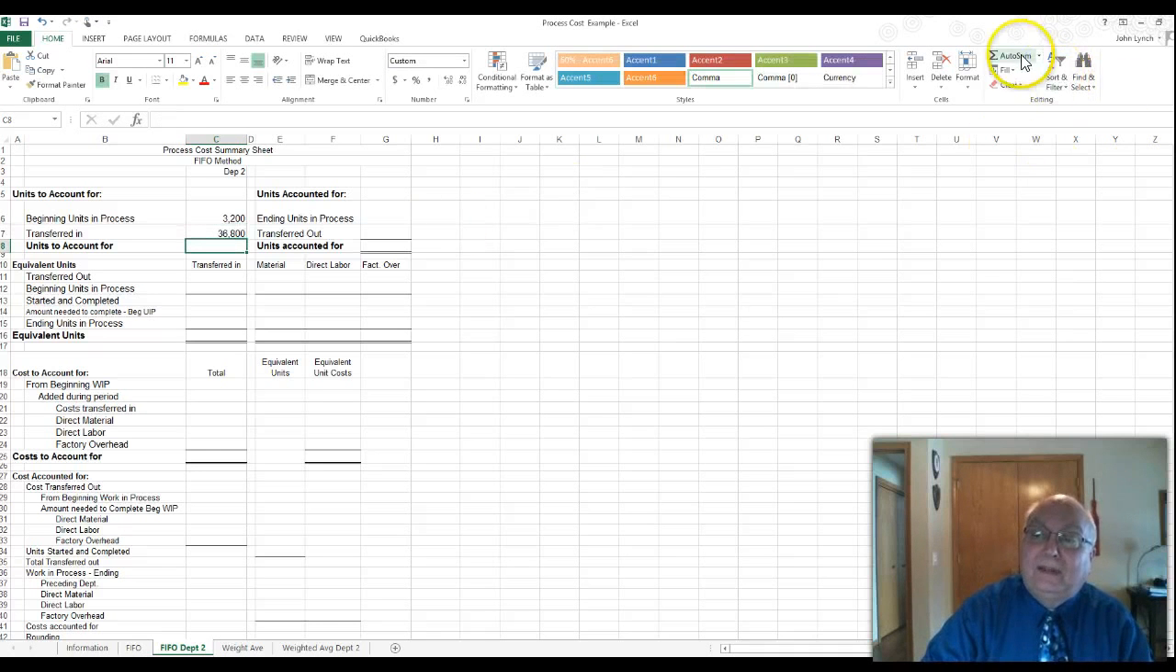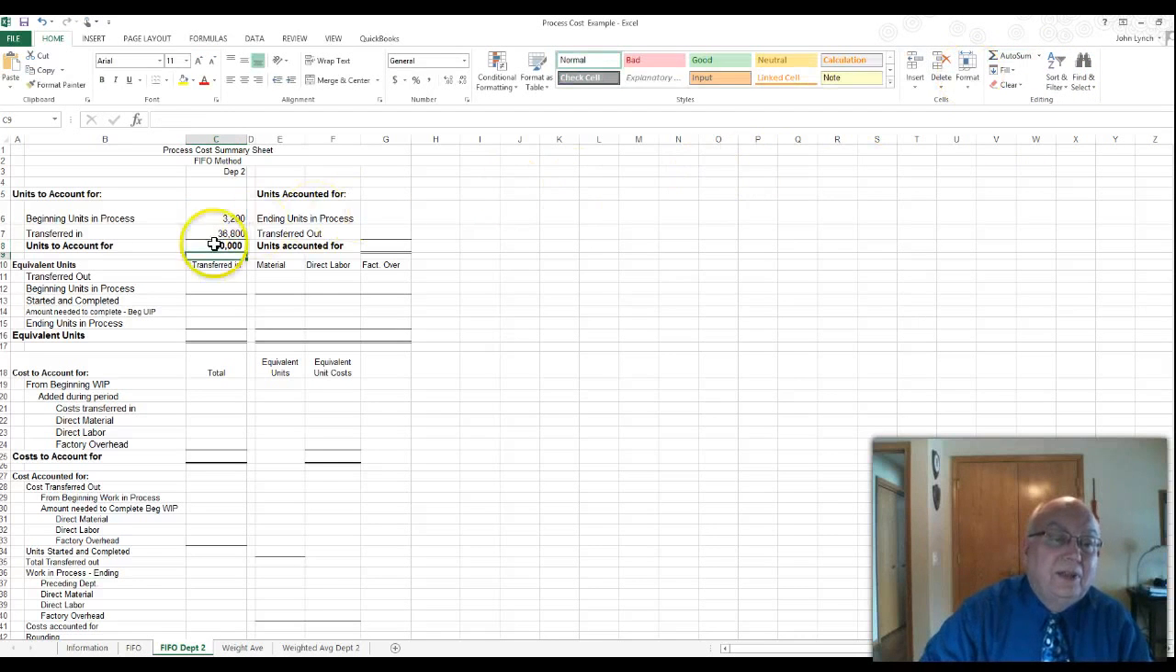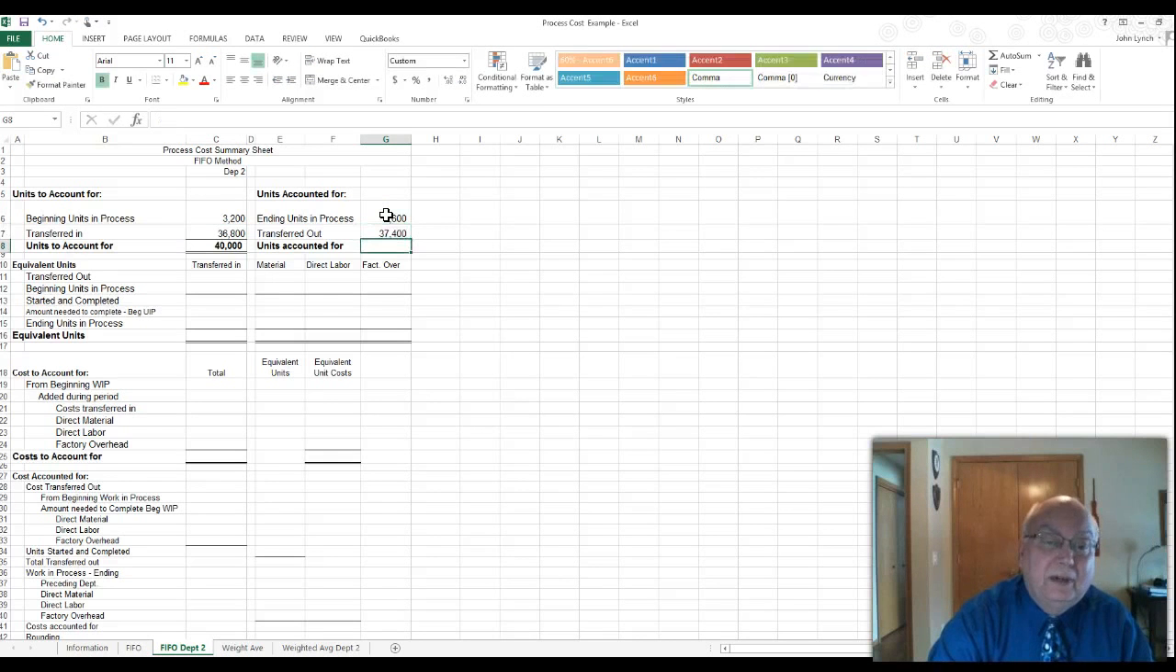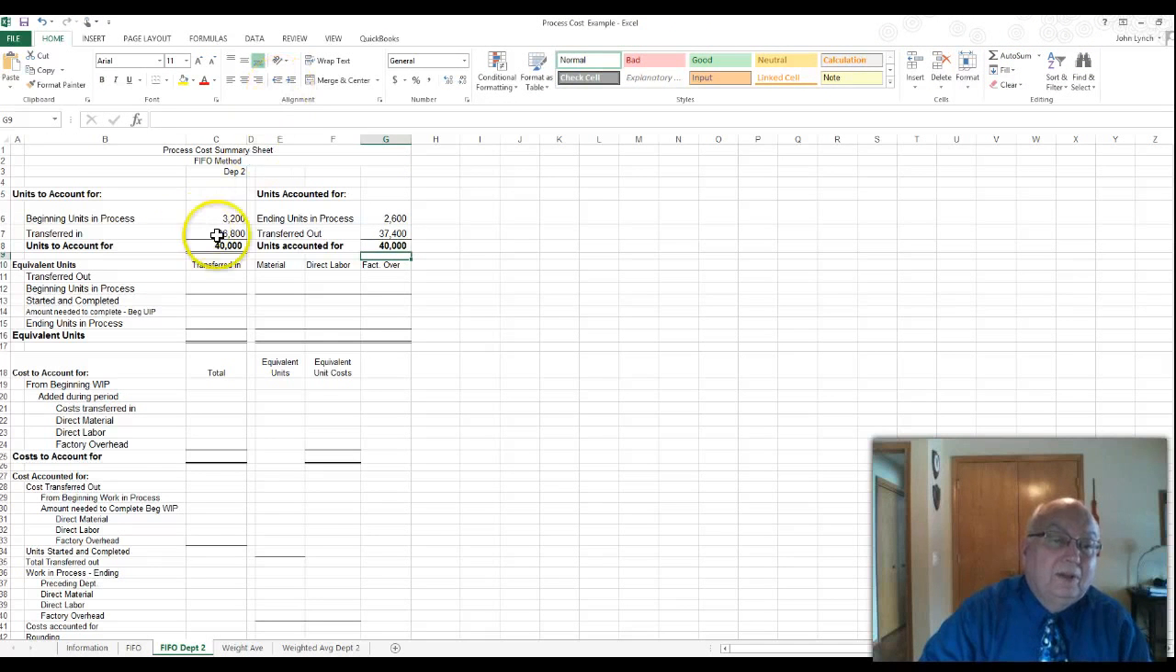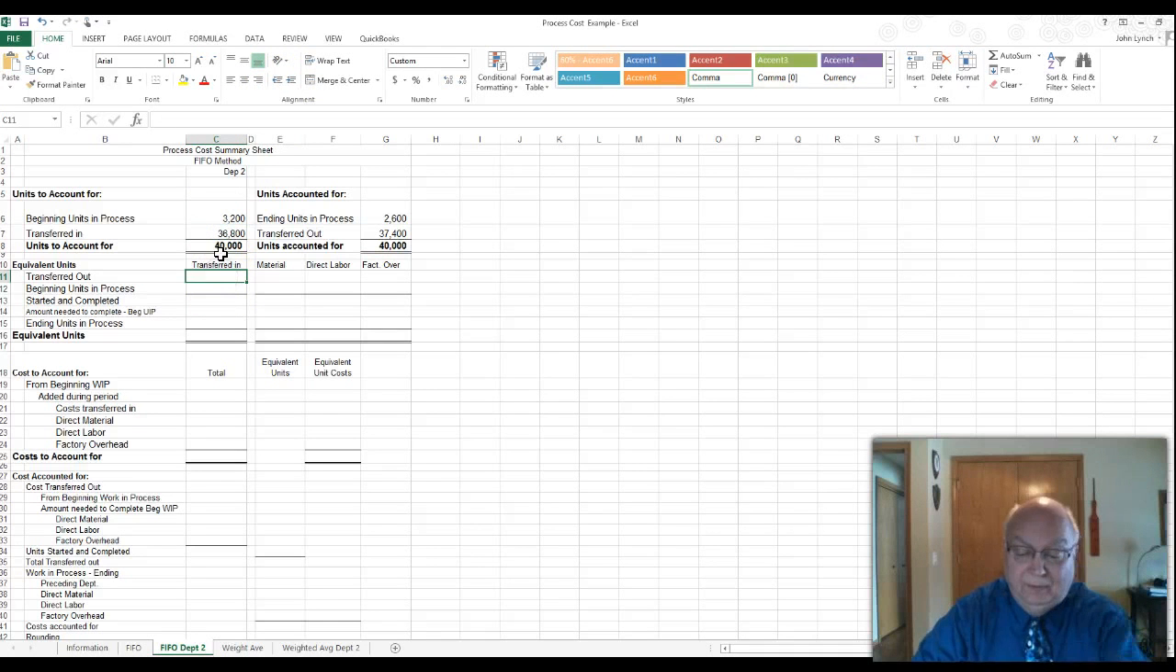Now that one's not given, because this is the one, remember, you transferred out 36,800 from Department 1. So if you look back on Department 1, you should have transferred in then 36,800 from this one. And this is 2,600 and 37,400. And again, these two cells have to equal each other. Okay, so this is the one you have to watch. You go back and see, what did we get before? What did we transfer out from Department 1? And this is going to be 37,400 all the way across.